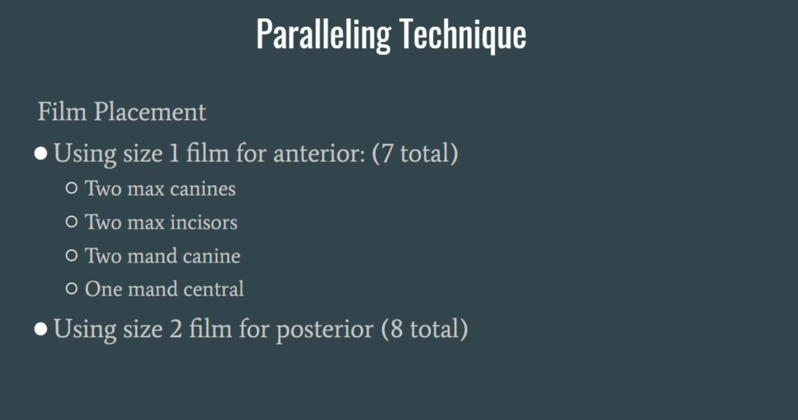And then if I'm using size 2 for the posterior, I'll have 8 total, which will be 2 maxillary premolar, 2 maxillary molar, and then 2 mandibular premolar and 2 mandibular molar as well.